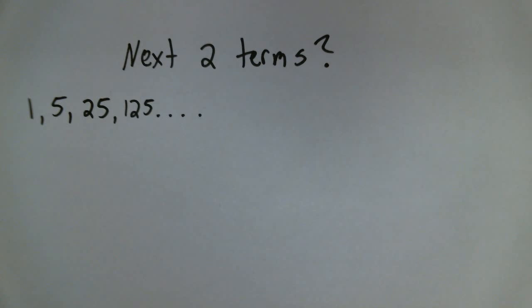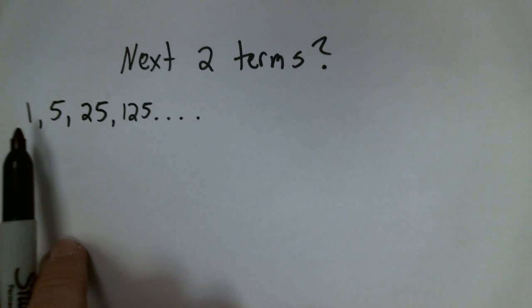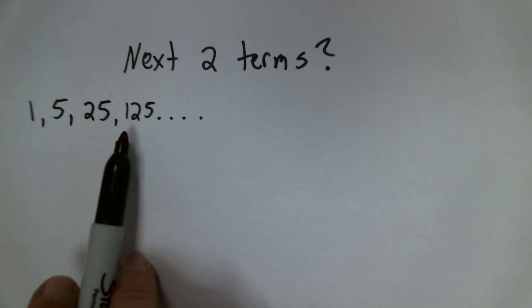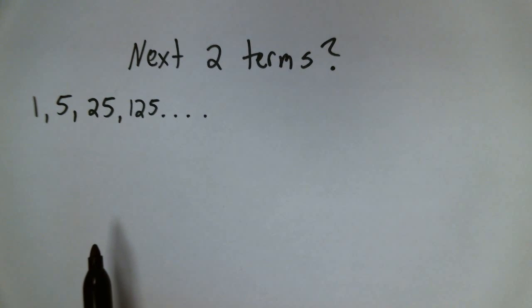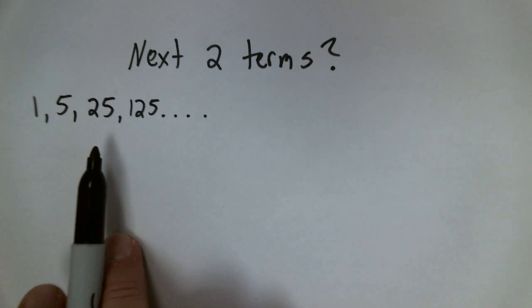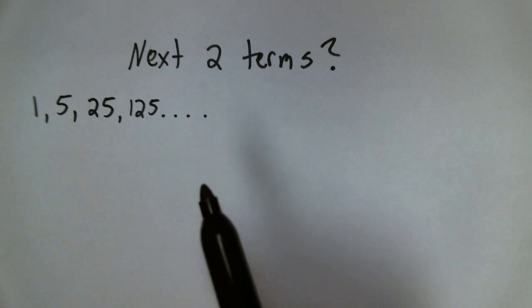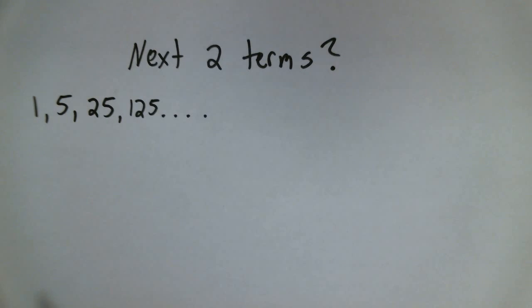So let's start off here with something very, very simple, and that is just looking at some numbers here. So I've got these numbers, 1, 5, 25, and 125. And they're asking us, what are the next two terms in this sequence? So it's simply looking at the numbers and seeing if you can find a pattern. Am I multiplying? Am I dividing? Am I adding some certain number?